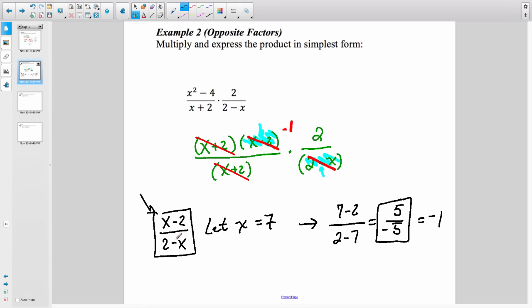Okay, so that was the main idea for this example number 2. So what you have in the end now is whatever's left up top, which looks like just negative 1 times 2. And there's nothing left on the bottom. That's my answer. Cool, let's go on.